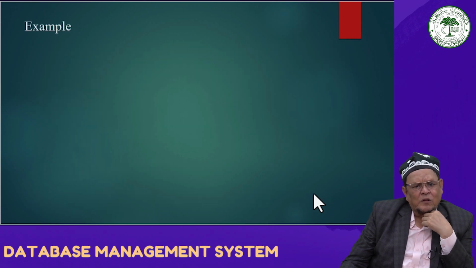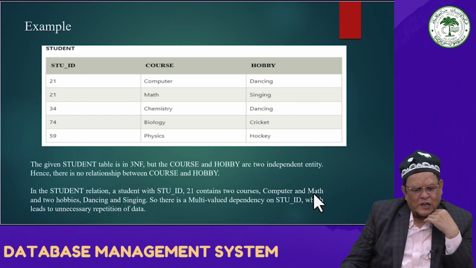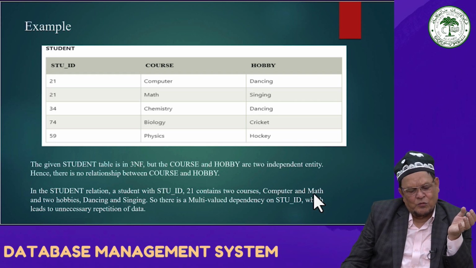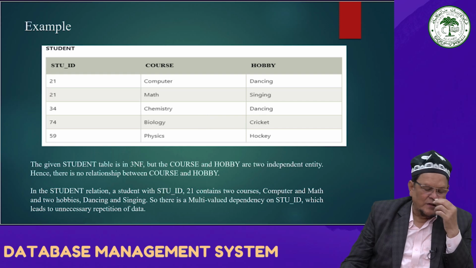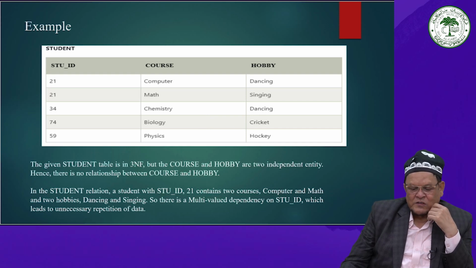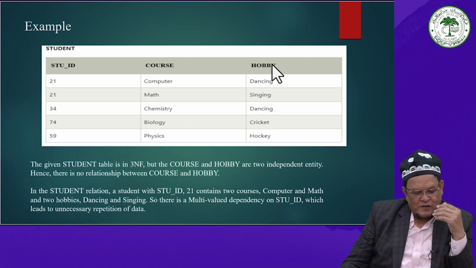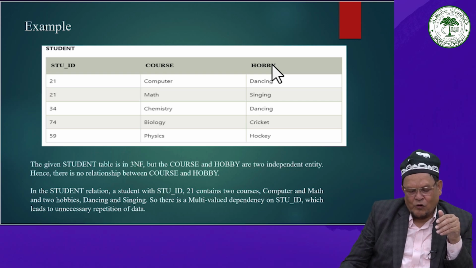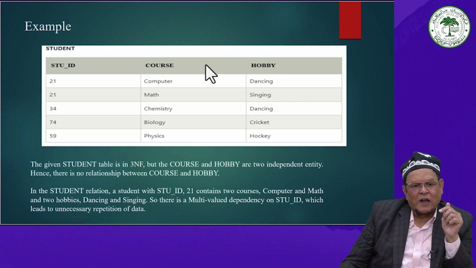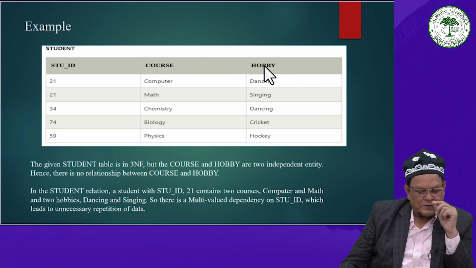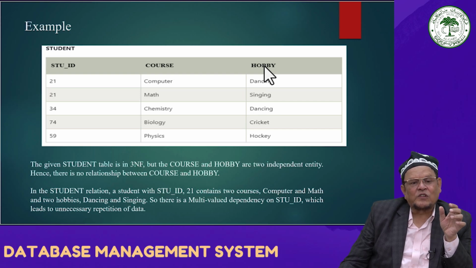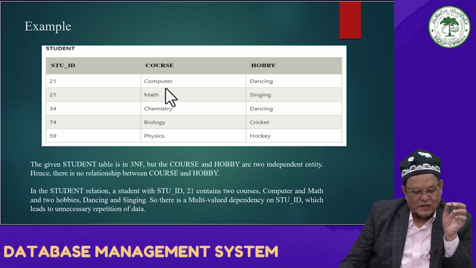So we'll take one example. The student has attributes: student ID, course and hobby. One student can take more courses and have more hobbies. Here the given student table is in 3NF, but course and hobbies are two independent entities. There is no relationship between course and hobbies in the student relation.